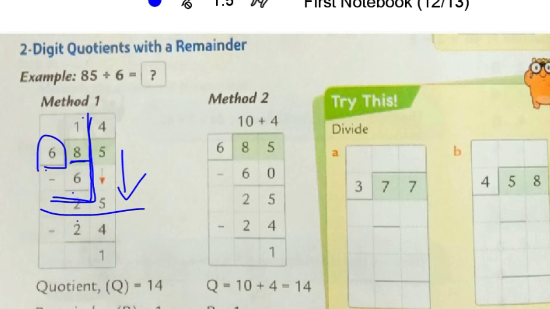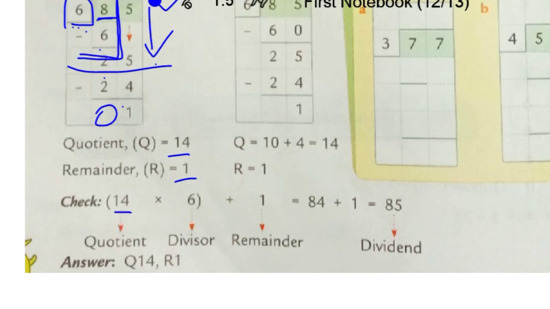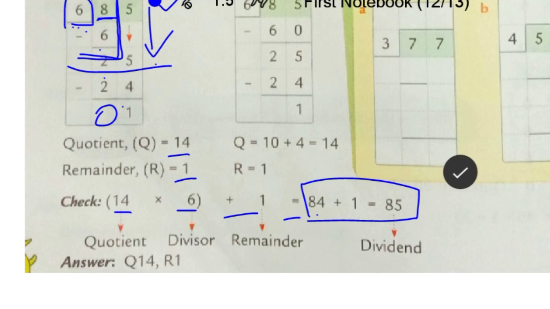So now we have to subtract from 25. What can be subtracted? 6 4s are 24. Out of this 25. So when we subtract, we'll find here 0 and here 1. Now no more division is possible here because there is no more number and 1 is less than 6. Now here we can check our answer also. Our quotient is 14, remainder is 1. So let's put this in the formula. 14 multiplied by 6 plus 1 equals, 14 6s are 84 plus 1, 85. That is our dividend. Clear?